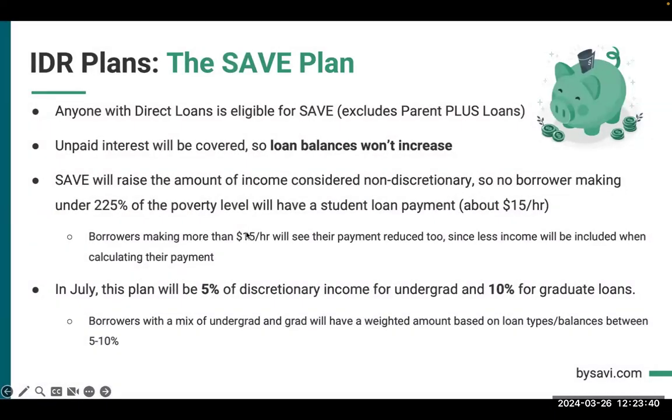Now, I wanted to talk a bit more about this new SAVE plan. This was the newest and latest income-driven repayment plan introduced by the Department of Education last summer. And anyone with direct loans is eligible for this SAVE plan. That excludes, however, Parent Plus loans. Okay, so Parent Plus loans are unfortunately not eligible for this SAVE plan. Even after consolidation, they are not eligible.